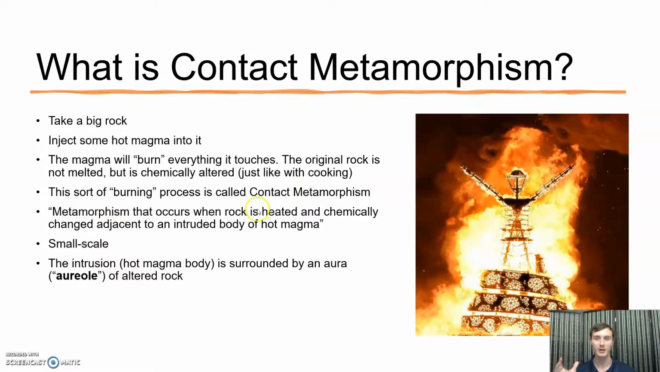Metamorphism occurs when rock is heated and chemically changed adjacent to an intruded body of hot magma. This tends to be small in scale. We're not talking about an entire region or mountain range. We're talking about something that is a little bit more local. And when we talked about it burning the area around it, that area that gets burned is called the aureole. It's like the aura around the rock.